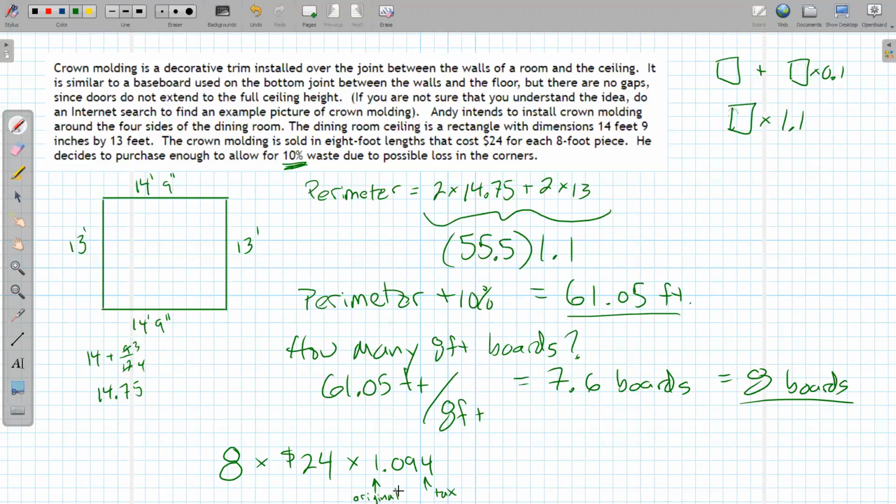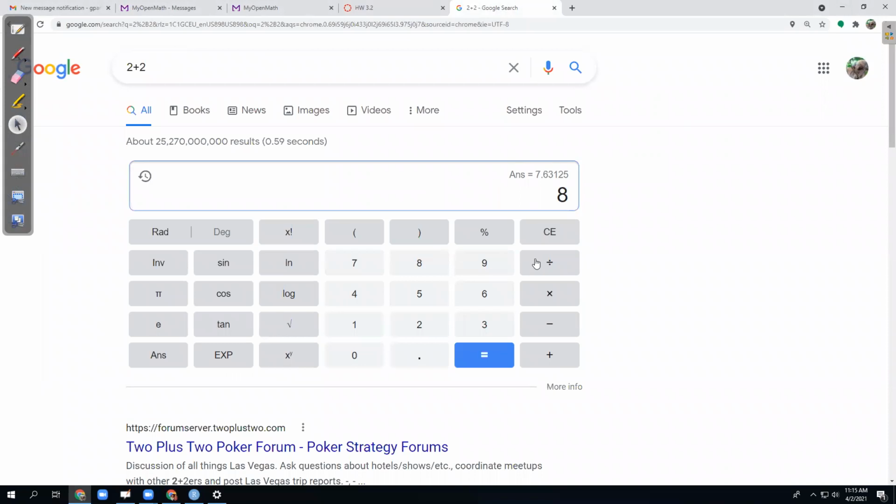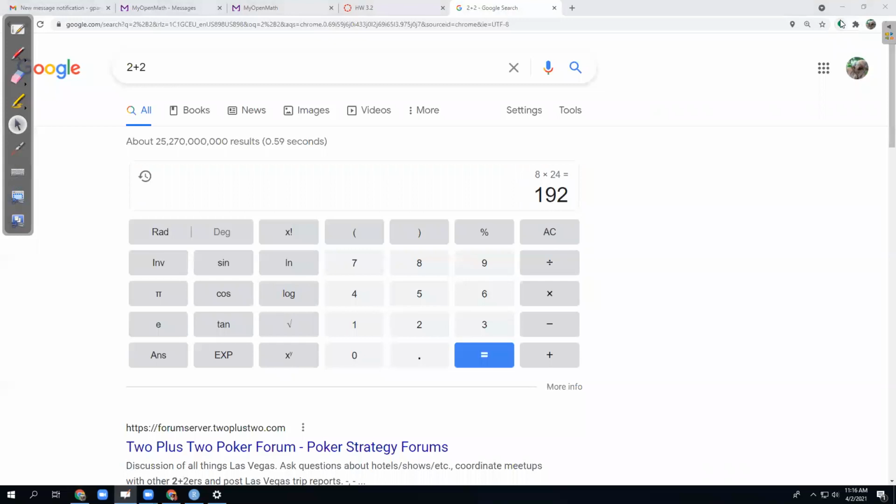So we'll do that 2 different ways. Make sure we got the right number. So I need 8 boards times $24 per board. That gives me $192. And then we'll write that down. And my claim is that if I multiply that by 1.094, that gives me the total plus the tax. 192 plus the extra tax. And we'll do that both ways to check. So multiply that by 1.094. So it should be to the nearest cent, $210.05.